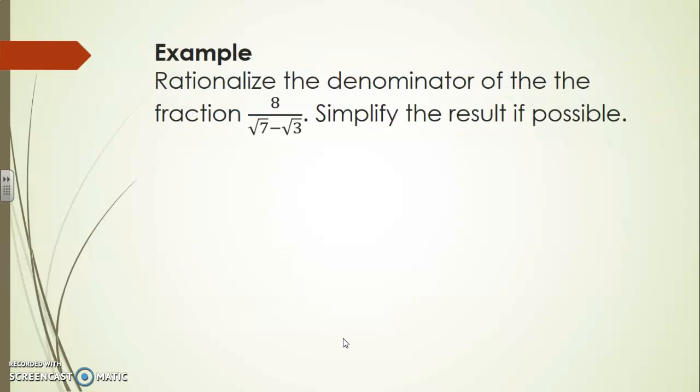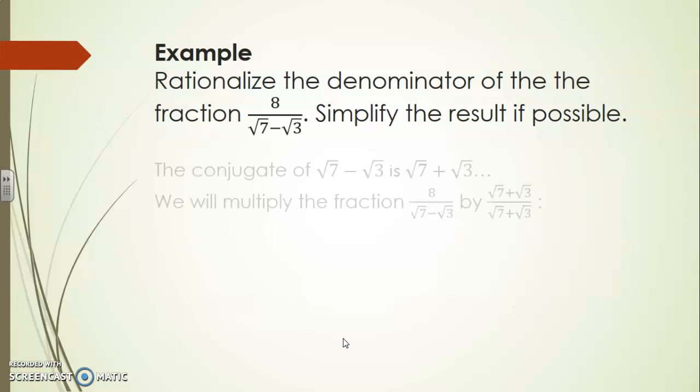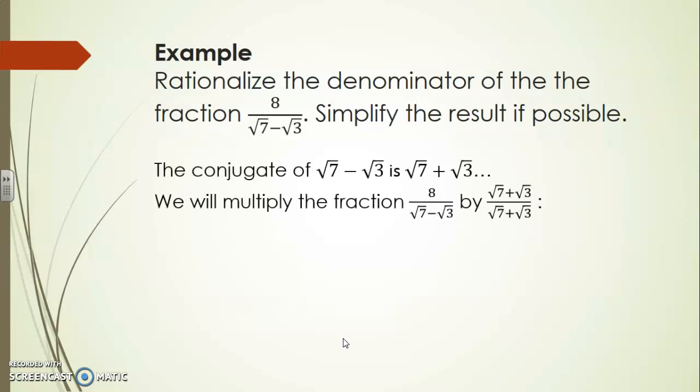Here's an example. Let's rationalize the denominator of the fraction 8 over root of 7 minus root of 3. I'm going to simplify the result if it's possible. Now recall that if you have root of 7 minus root of 3, then root of 7 plus root of 3 will be its conjugate. In order not to alter the value of the fraction, we're going to multiply by root 7 plus root 3 above and below.